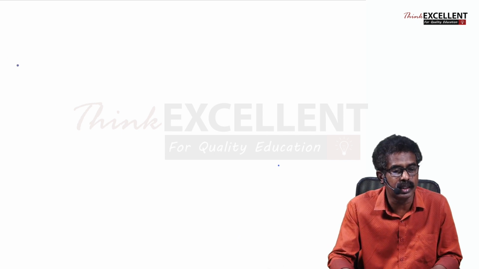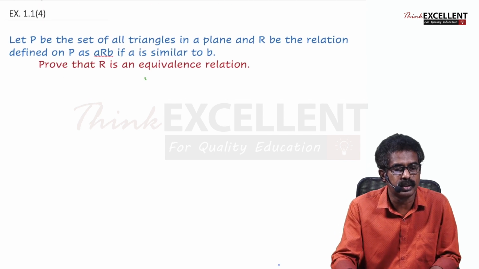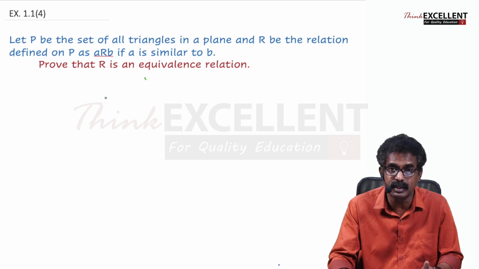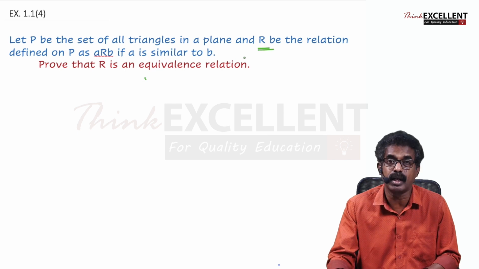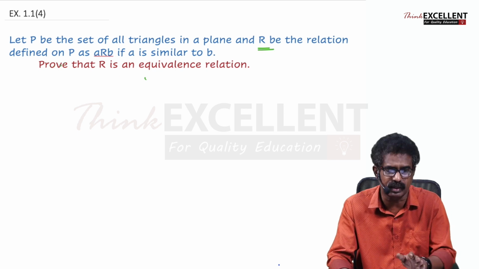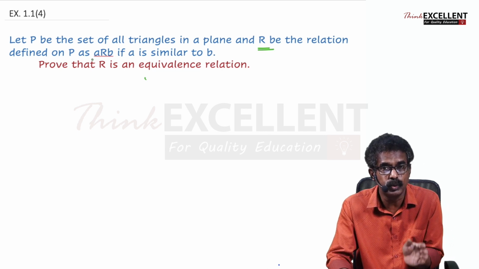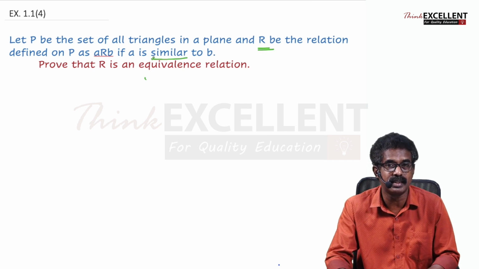So we'll continue with the next sum, number 4, exercise 1.1, the fourth question. Just go through this question. Let P be the set of all triangles. Sometimes they give numbers; here they gave triangles in a plane. And R is the relation. So when can you say two triangles are related? Now they are explaining it. Let R be the relation defined on P, because P is the set of all triangles. A related to B, where A is a triangle and B is a triangle. Two triangles are related when A is similar to B.